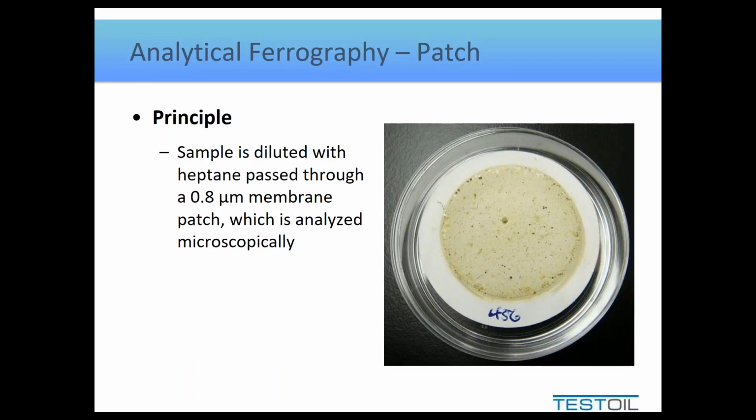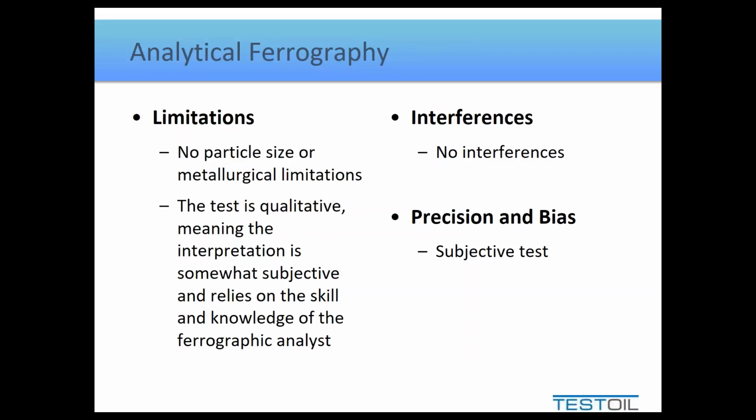So with this, we should appreciate that in terms of limitations to the test, there is no particle size limitation. It doesn't matter, as long as it appears on the slide or the patch, you can see it. But the test is strictly qualitative. You can't really rely on it to be 100% quantitative because it is being measured subjectively by a human looking at what's distributed across what they're looking at under the microscope. But saying that, it doesn't have any interferences, which is good, but there can't really be much of a precision or a bias statement because it is such a subjective test.